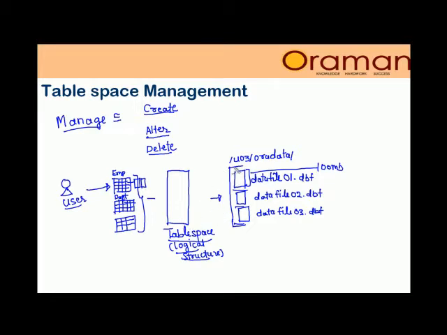And these data files are on a particular mount drive. For example, I'm giving /u03/oradata as the location where I'm going to store all my data files, datafile01, 02, 03 for a given tablespace. So a tablespace has a name, and it consists of data files. A data file has a size and a location.